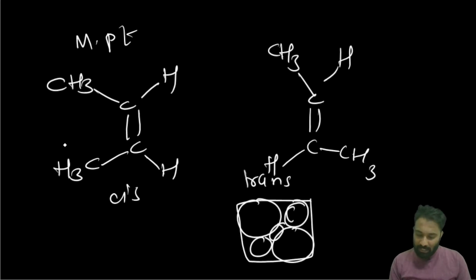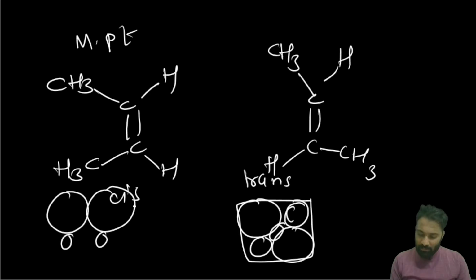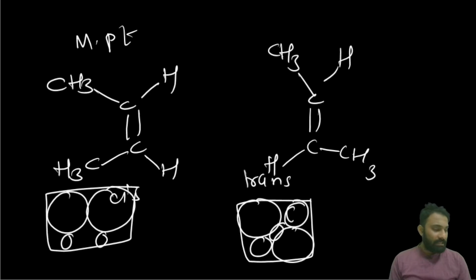But when it comes to the cis, now you can see here the CH3 is there, and this side is also CH3, and here the hydrogen, and here it is a hydrogen. Due to that, it is getting the unsymmetry. When it is getting the unsymmetry, that is the reason the melting point for the trans is higher. Melting point for the trans is higher. Done. Next.